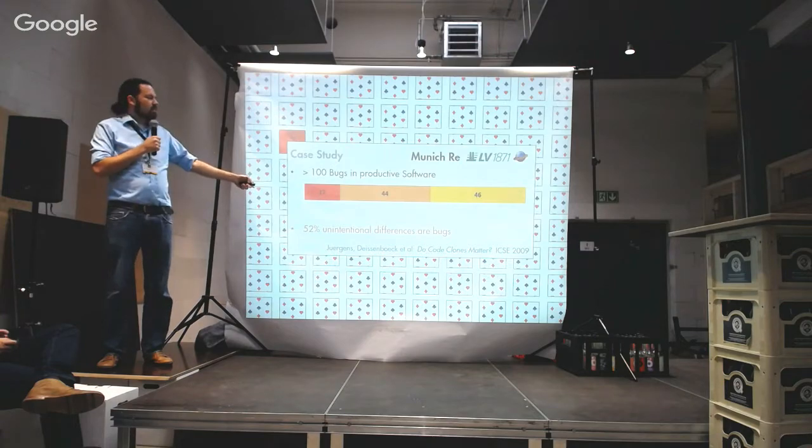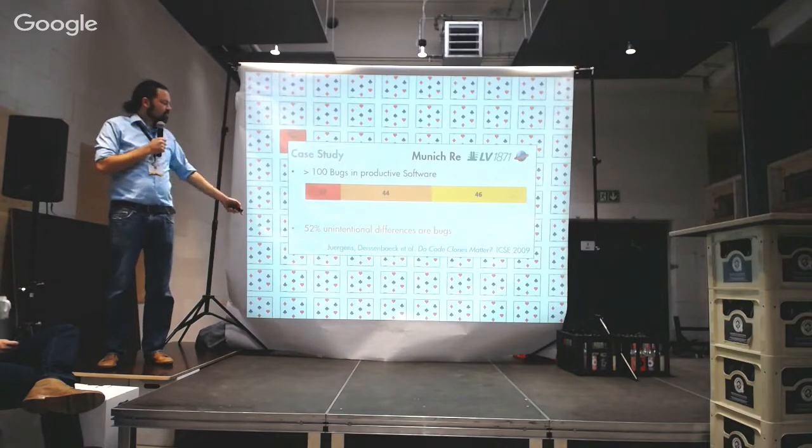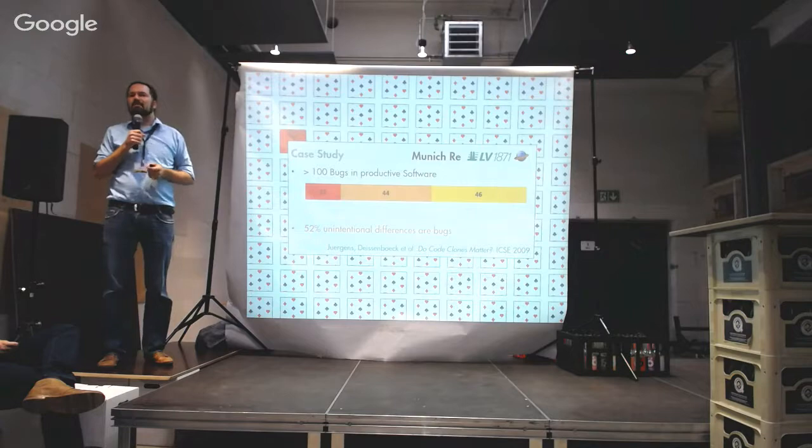And we found more than 100 bugs, although the software systems were in production at that time. And I think most interestingly, every second time a difference was unintentional, it was either a new bug or an existing bug that had been copied in many places and was not fixed in all the places.